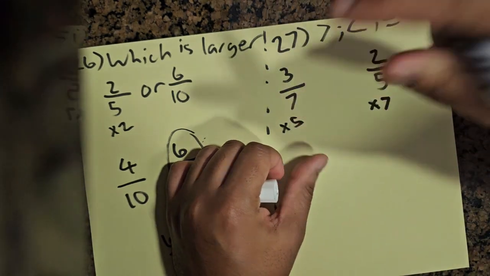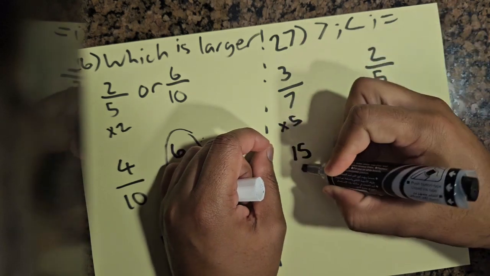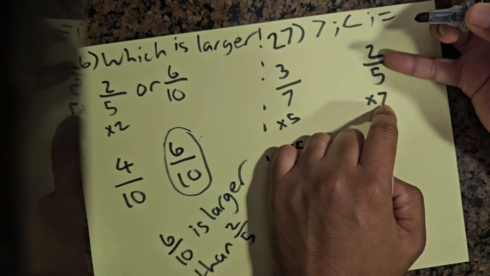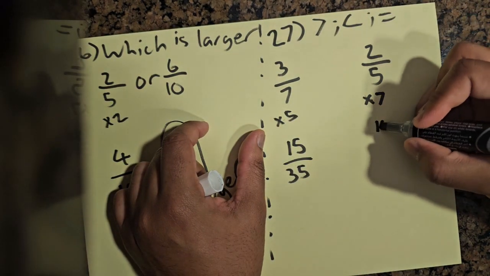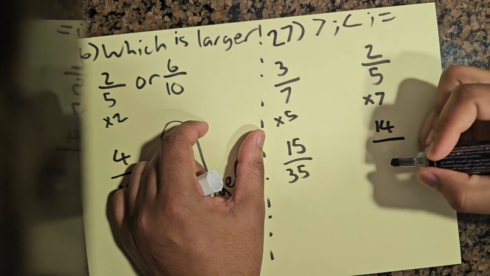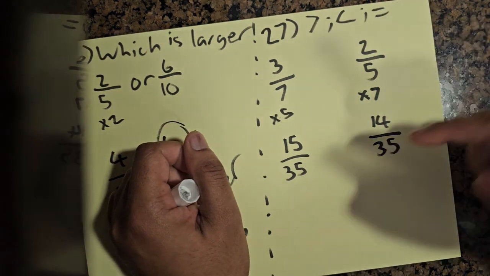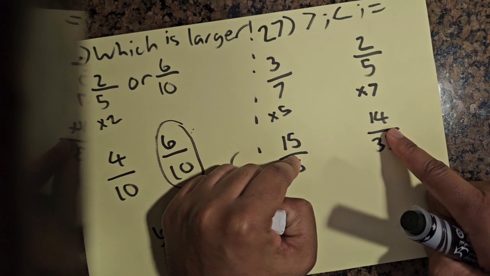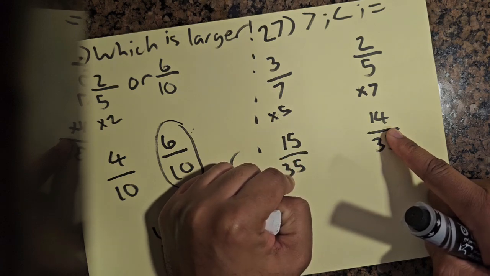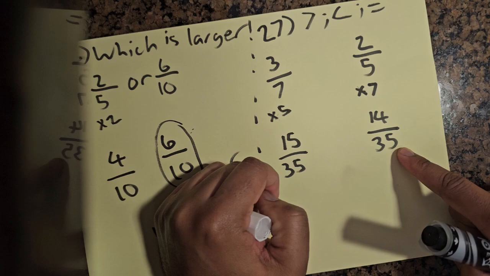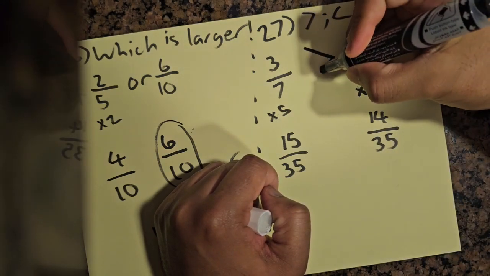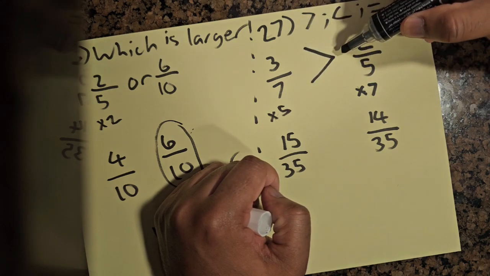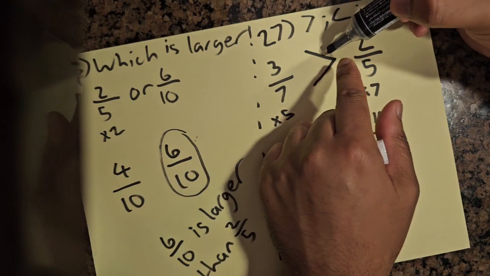Okay, 3 times 5 will give me 15 over 7 times 5 is 35, and on this side 7 times 2 is 14 over 7 times 5 is 35. And now I can compare them because you can see the denominators are the same, and then I just need to check which one has a bigger numerator. So 15 over 35 is bigger than 14 over 35, so we use this sign. Remember, the open side means bigger and the closed side means smaller. So this fraction is bigger than 2 over 5.